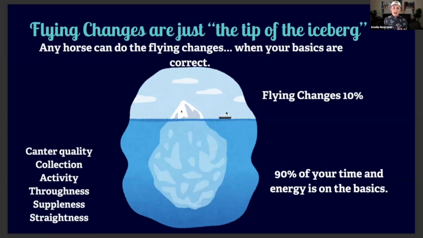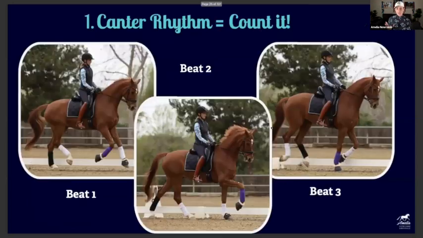So in order to have a good flying change, you need to spend about 90% of your time working on the basics. That means your canter quality, the collection, the activity of your canter, the throughness, the suppleness, the straightness, all of those things are what create, in the end, a good flying change. Okay, I see some of you like my iceberg analogy. So what are some of those basics?